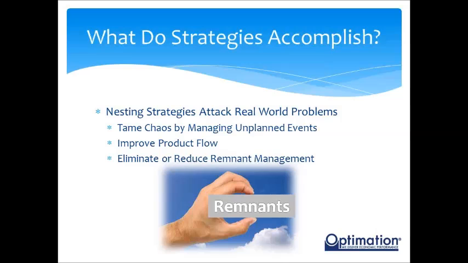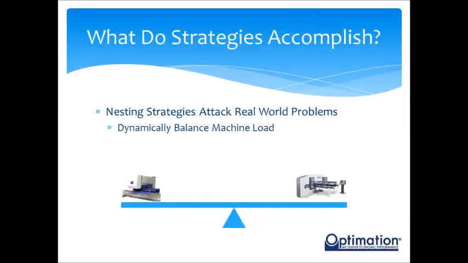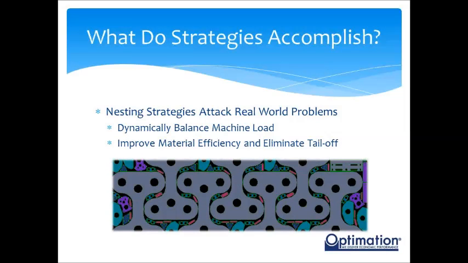Also, we'll be dealing with the scrap issues and remnant issues, and some strategies that dramatically improve your material efficiencies and eliminate remnants. We'll be talking about dynamically balancing machine load and how that's done with multiple machines of dissimilar capability. Of course, we'll be talking about improving material efficiency through strategies that avoid what's called tail-off, and we'll get into defining tail-off and understanding what that does on the shop floor.